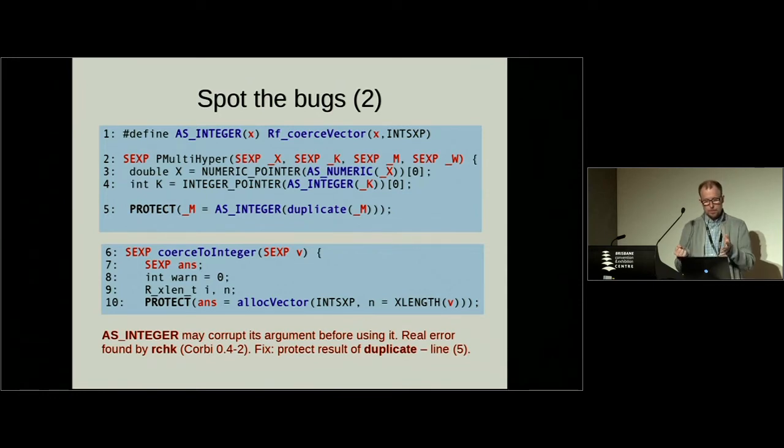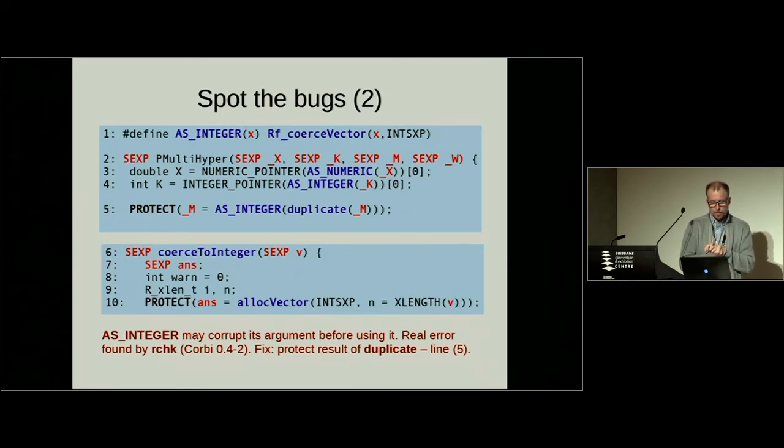And how does coerce vector work in this case? Well, it calls coerce to integer inside R, and what does coerce to integer do? It allocates space for the result at line 10 and protects it. And later on it uses its input, of course, because it's converting. But at this line 10, when it allocates, the garbage collector may run, and it may destroy the input of the function, which has been the result of the duplicate call, right?